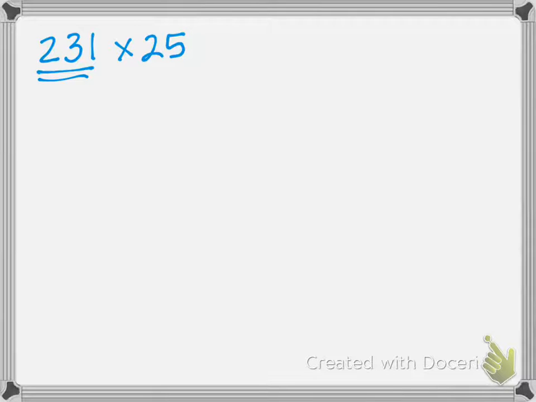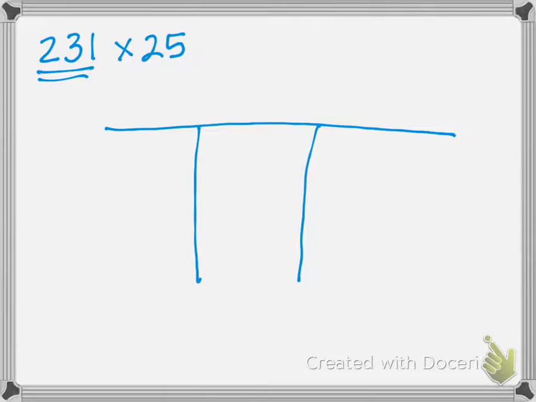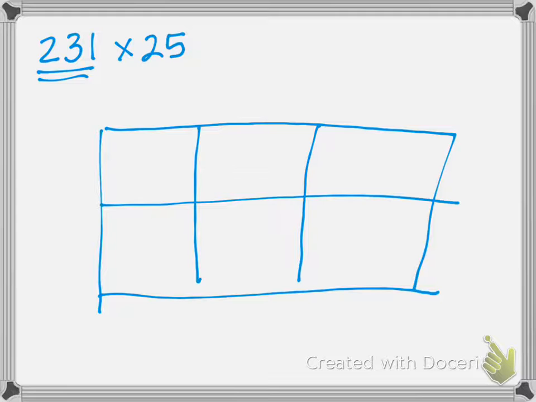So since we put the greater number on top, we're going to need 3 columns coming down because we have 3 place values: the hundreds, the tens, and the ones. And then we're just going to need 2 rows going across because this is just a 2-digit number. So the greater number goes on top. We have 200 for the 2, it's in the hundreds place, 30 because 3 is in the tens place, and then 1, because 200 plus 30 plus 1 is 231.